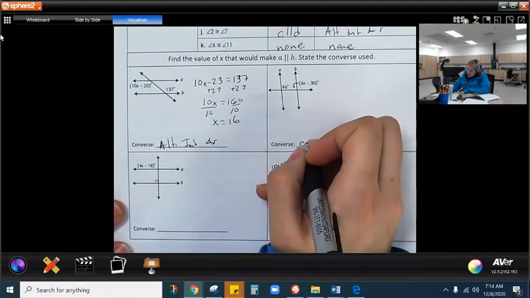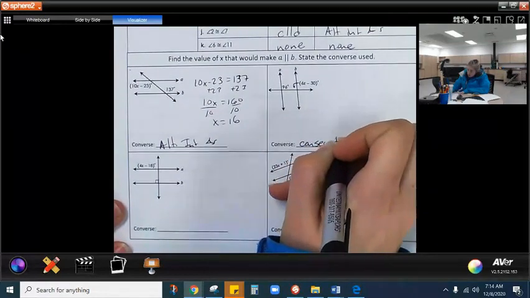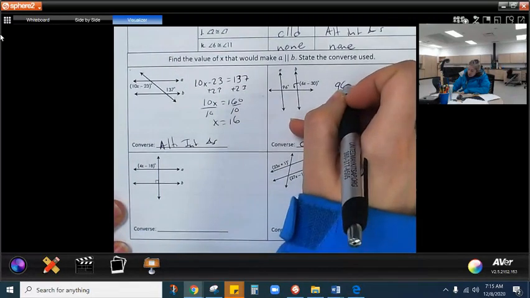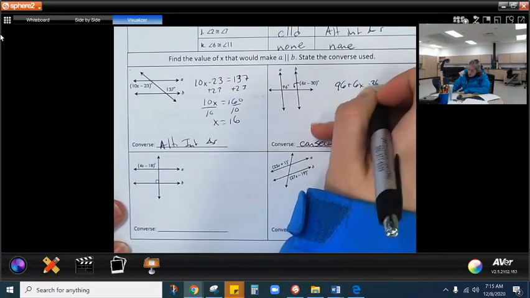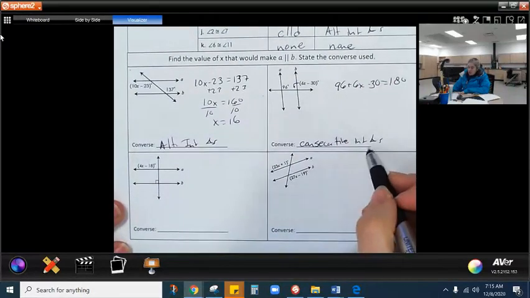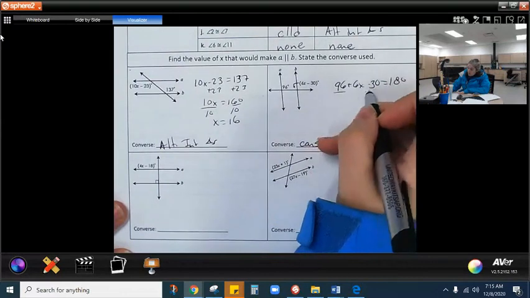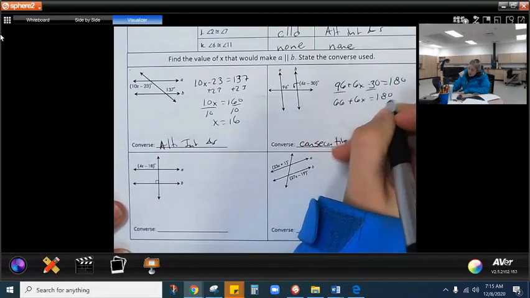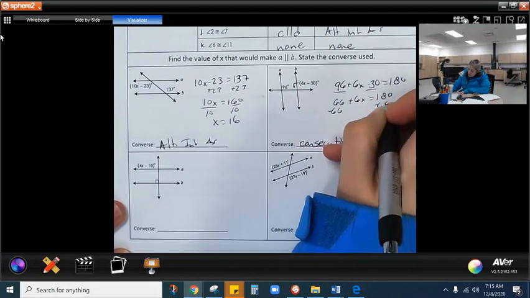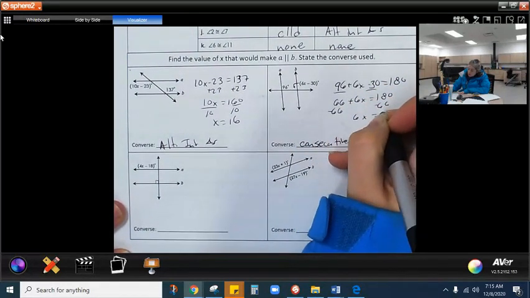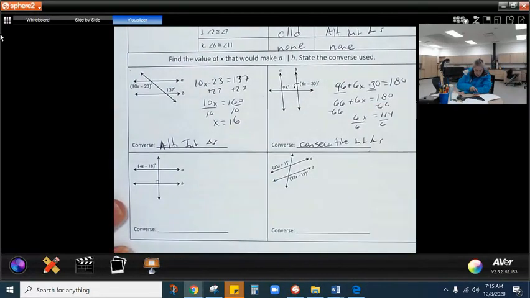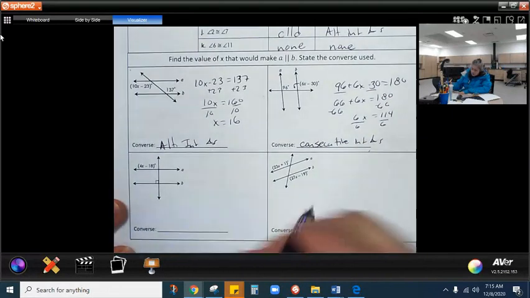All right, for our next one over here, these are consecutive interior angles. So that means I should have 96 plus 6x minus 30 is equal to 180. Consecutive interiors are the only ones that are supplementary. They add to make 180. I can combine my like terms here, so I get 66 plus 6x is equal to 180. When I subtract 66 on both sides, we get 6x is equal to 114. And then I need to divide by 6. 114 divided by 6 gets us 19.